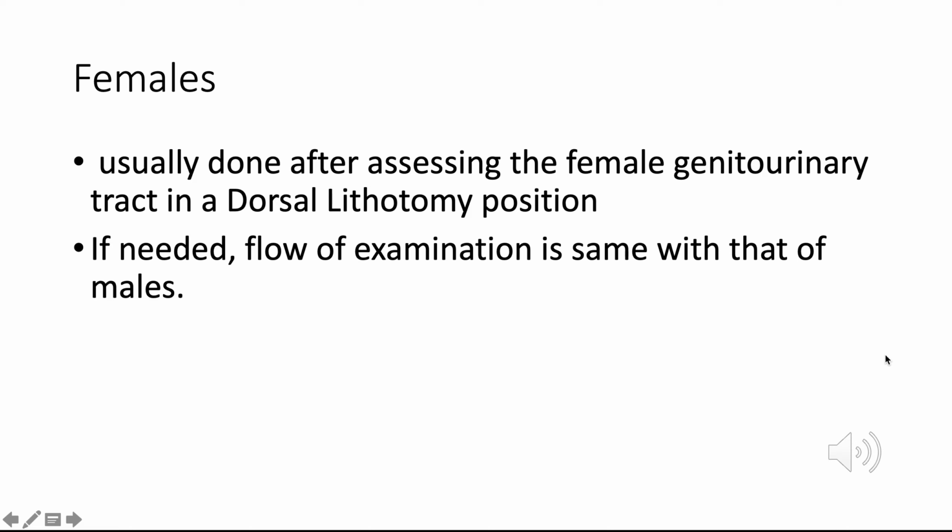Then for the females, usually the rectum is examined after the female genitalia when the patient is in a dorsal lithotomy position. This allows the physician to perform a bimanual examination. If a rectal examination is thoroughly needed, the position and flow of examination is the same as that of the males.